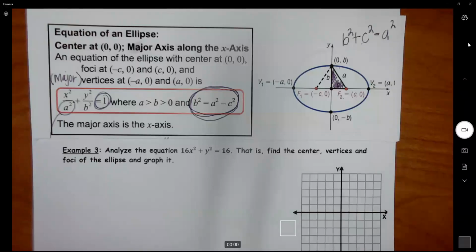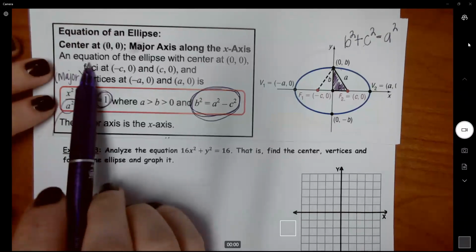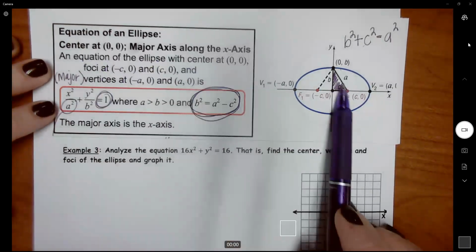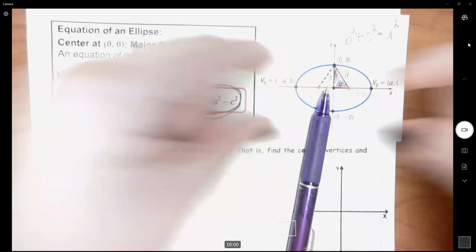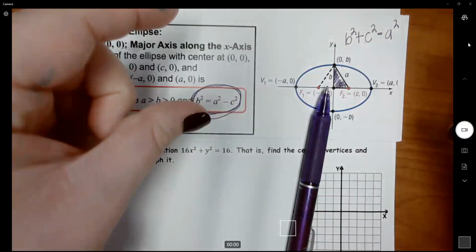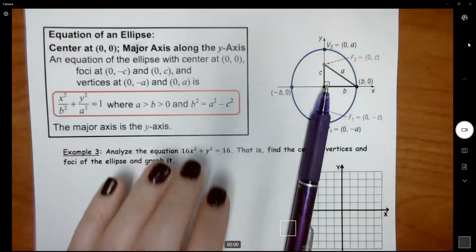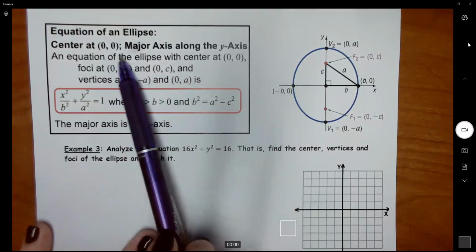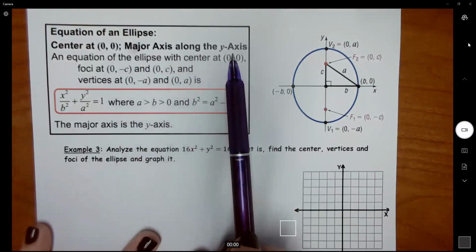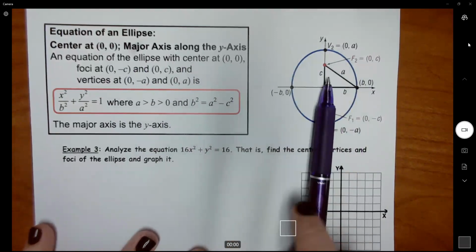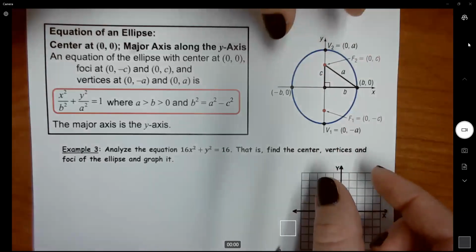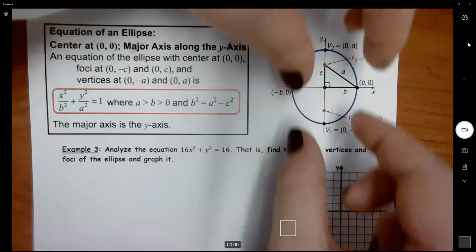In the last video, we went over ellipses that were centered at 0, 0 with a major axis along the x-axis, meaning it was stretched along the x-axis, so it's stretched horizontally. Now we're going to go over ellipses that are still centered at the origin at 0, 0, but now their major axis is along the y-axis. So this almost looks more like a circle, but it is just a little smushed. And so now these are going to be stretched vertically.